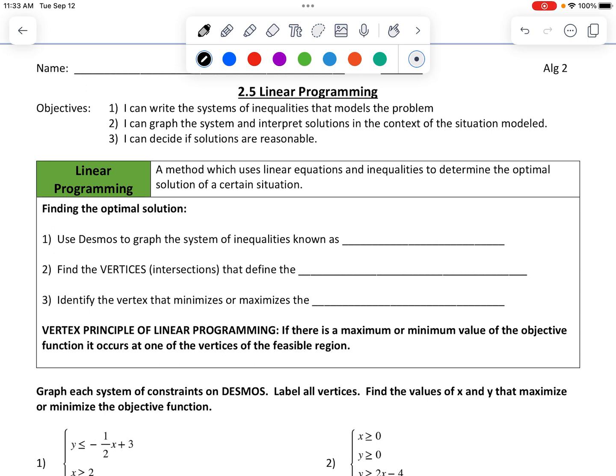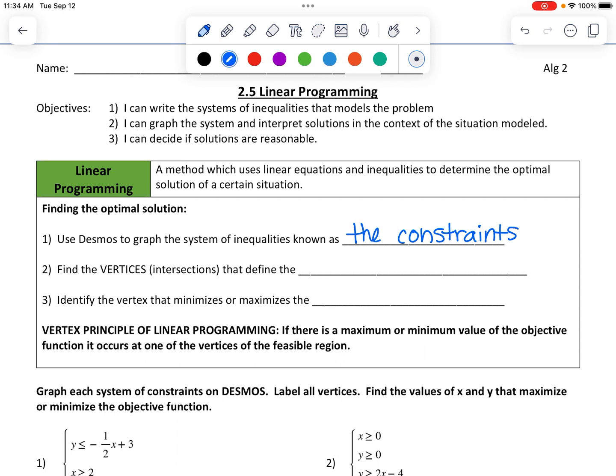So for finding the optimal solution, we are going to start with using Desmos to graph the system of inequalities. We're going to use Desmos because we can click on the different points that we need and it'll list them for us instead of using our graphing calculator. And we're going to be using inequalities, so we need to see the different shaded regions of our graph. Okay, so a little different than our graphing calculators. So when we use Desmos to graph the inequalities, these are called the constraints. Okay, so we're kind of creating these constraints with our different functions for that certain situation.